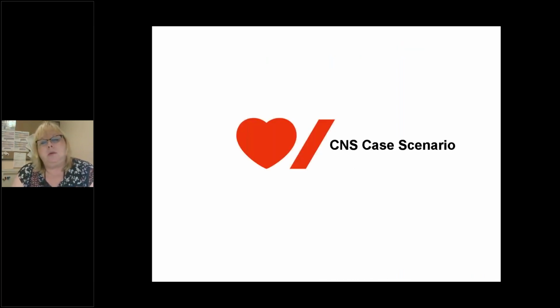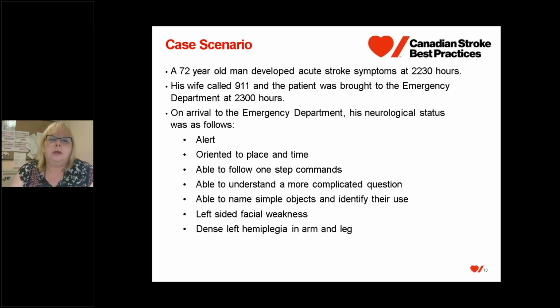To help us apply the Canadian Neurological Scale scoring, we'll utilize a case scenario as I provide an overview. So we have a 72-year-old man who was brought to the emergency department with acute onset of stroke symptoms. His assessment in the emergency department found him to be alert, oriented to place and time, able to follow one-step commands, able to understand a more complicated question, able to name simple objects and identify their use, left-sided facial weakness, and dense left-sided hemiplegia in his arm and leg.